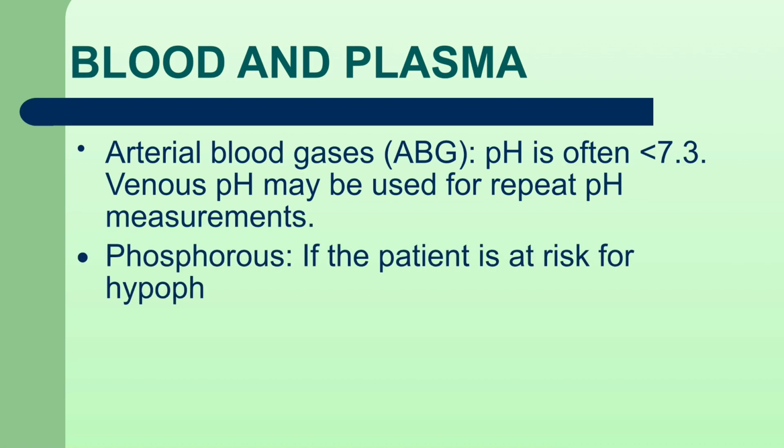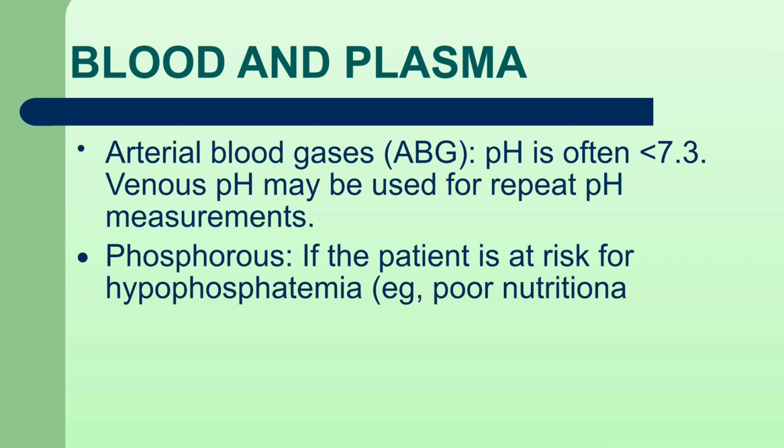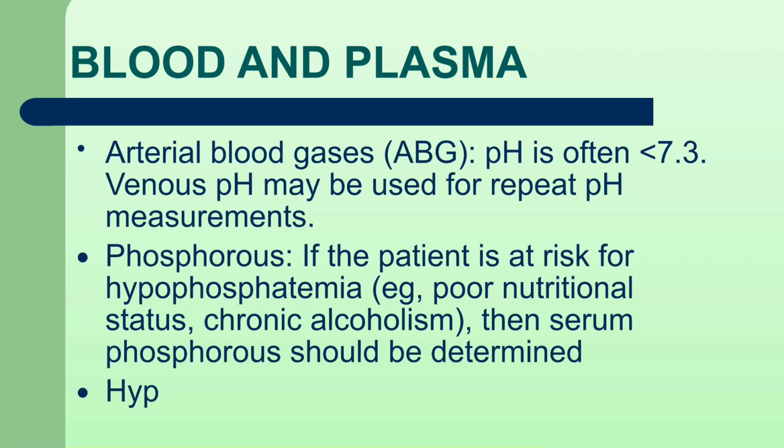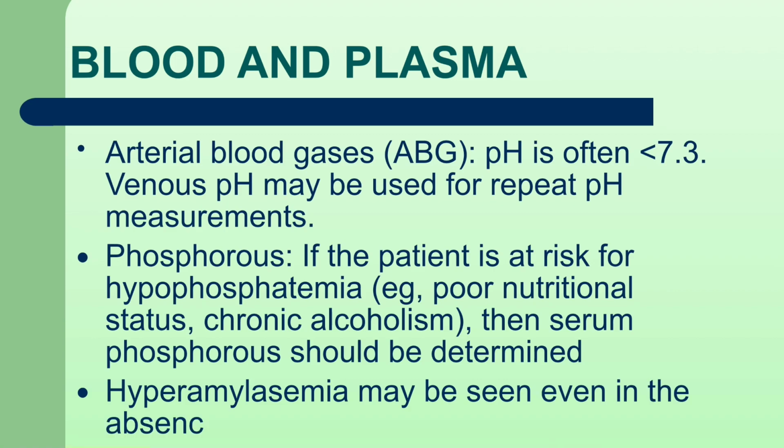Phosphorus. If the patient is at risk for hypophosphatemia, for example poor nutritional status, chronic alcoholism, then serum phosphorus should be determined. Hyperamylasemia may be seen even in the absence of pancreatitis.